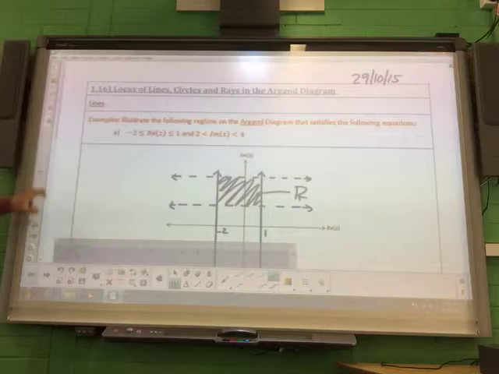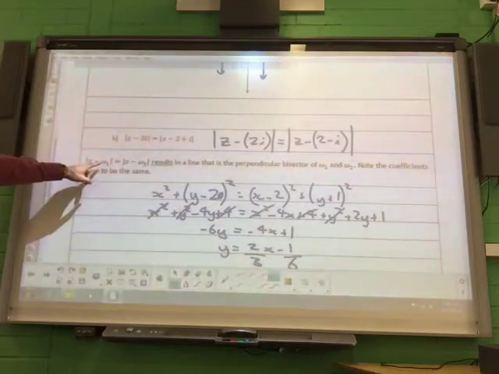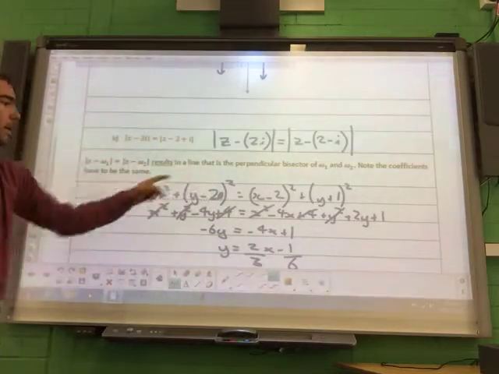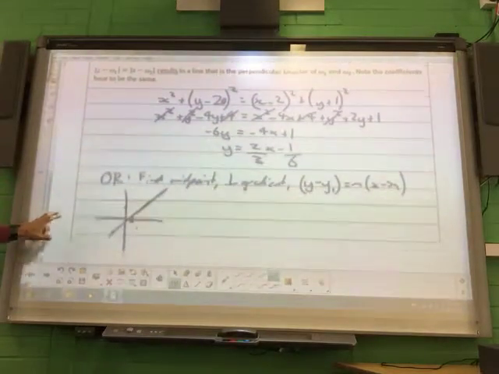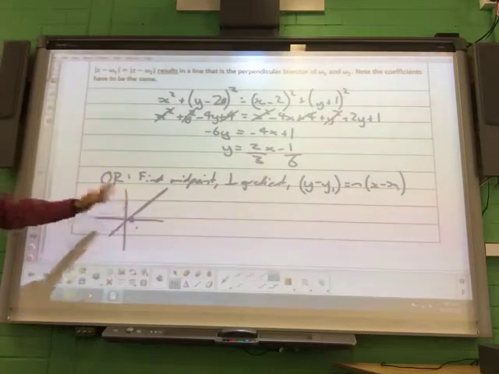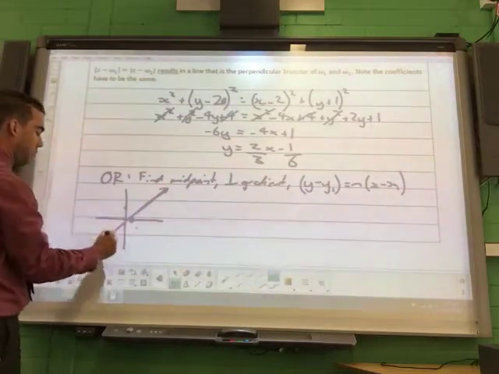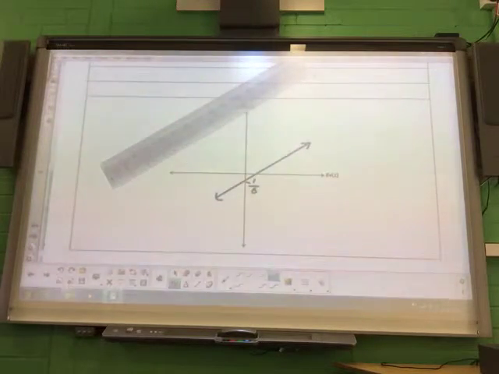When you have the absolute value of z take away omega 1 equal to z take away omega 2, this results in a line that is the perpendicular bisector of those 2 points. So we can solve this algebraically, or we set it up this way: plot the points, find the midpoint, find the perpendicular gradient, and substitute into your point gradient formula, using mathematics skills to find that locus. That's what it looks like there.